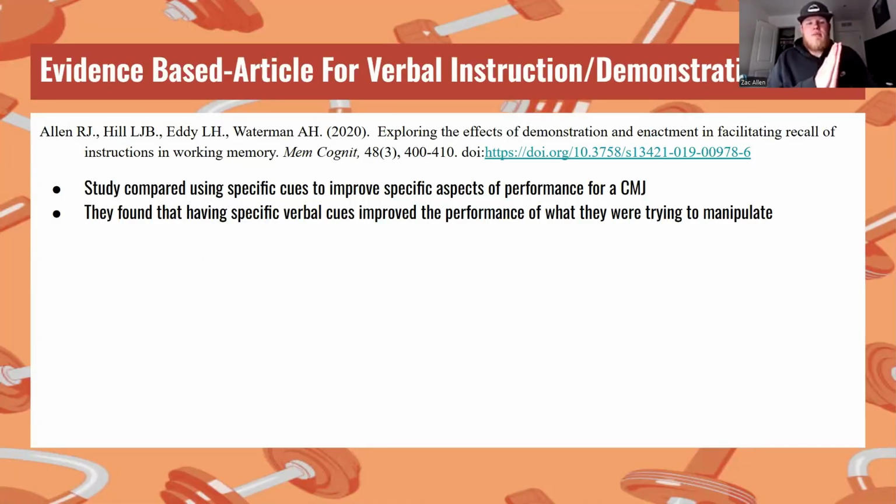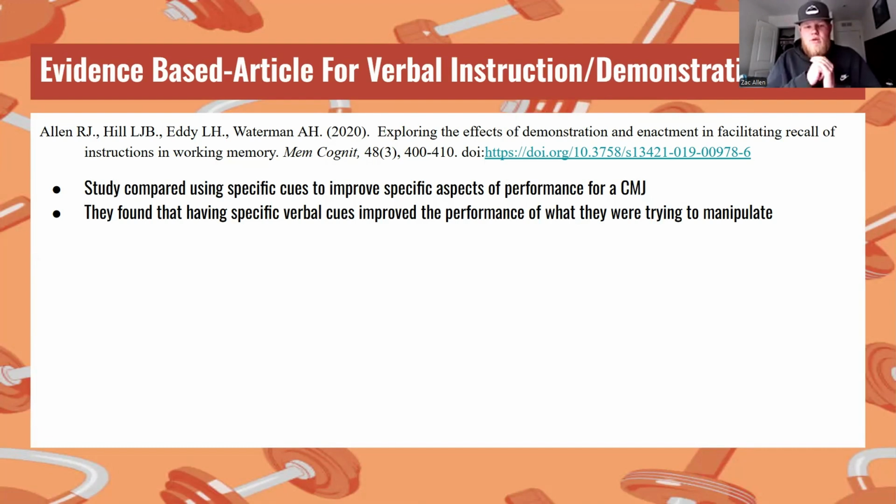Now we have an evidence-based article for verbal instruction and demonstration. This article talks about two different groups where they're measuring verbal cues and countermovement jumps. One was given standard cues about how to do the movements, and the other was given slightly modified cues about things they wanted them to pay a little more attention to, such as when to swing their arms.